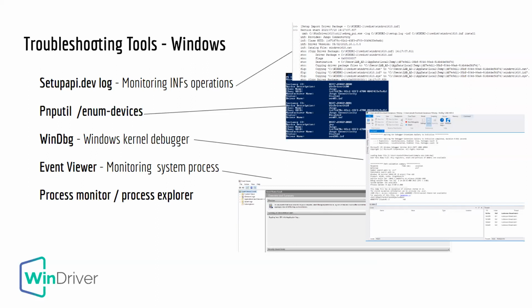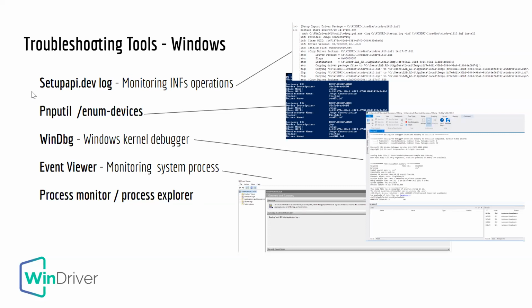Let's talk about Windows. The equivalent of dmesg is the SetupAPI dev log. It is generated by Windows during the installation or configuration of hardware devices and drivers. It records detailed information about device and driver installations, errors, and other related activities. You can track down failures, identify driver conflicts, and understand the sequence of events during device setup.